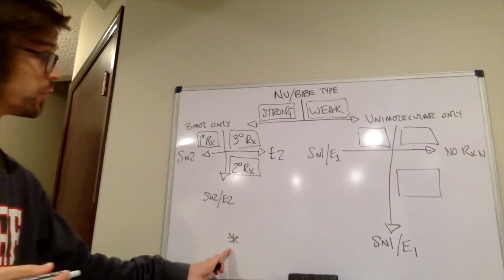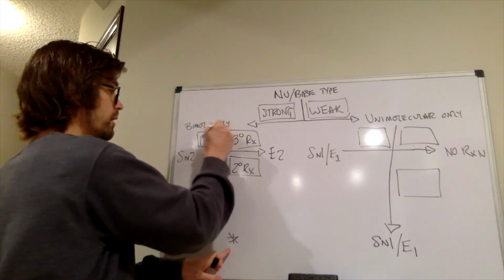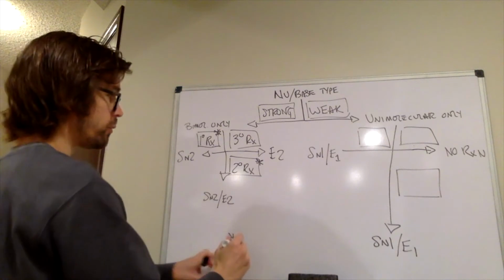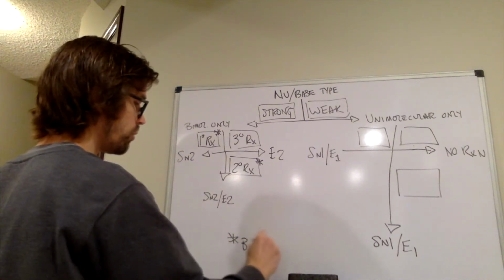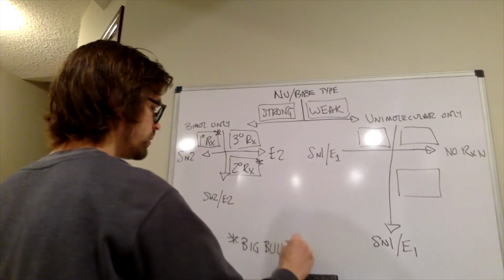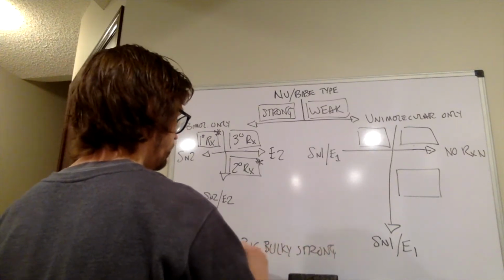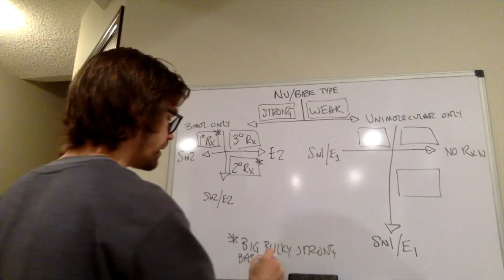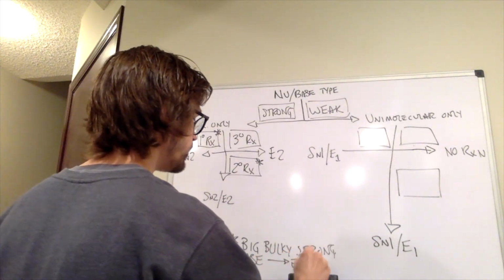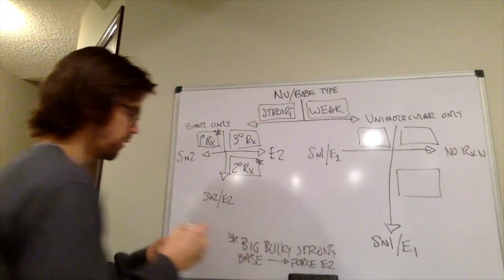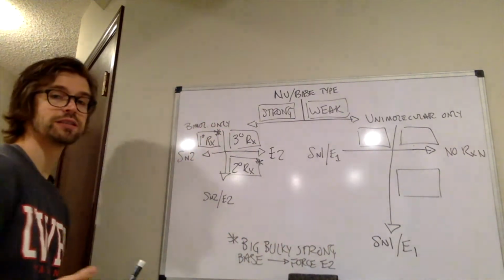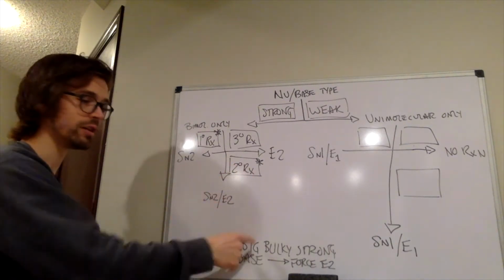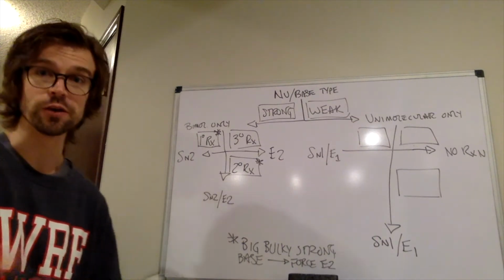What's this asterisk for that I put down there? Well, how can we take these and force E2 instead? If we have a big, bulky, strong base, and remember that was tert-butoxide, that can also force E2. So this primary alkyl halide will do SN2 unless we have a really big bulky base. This secondary alkyl halide will do a mixture unless we have that big bulky base that forces E2.